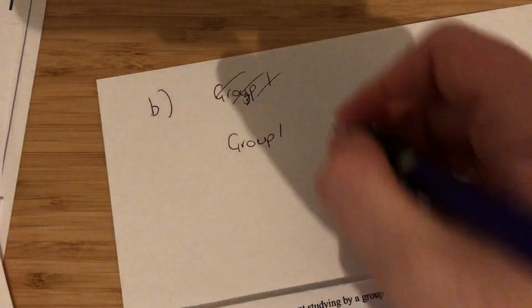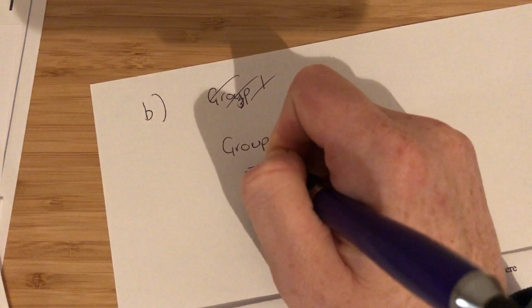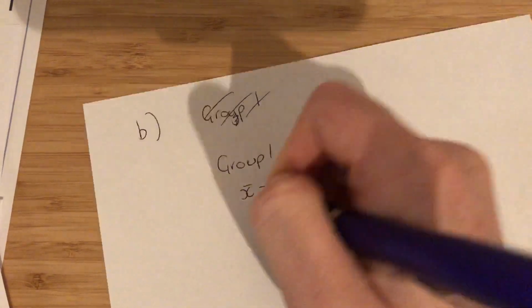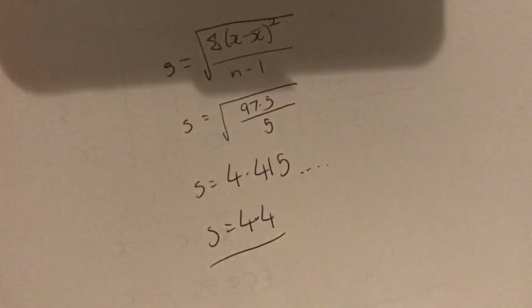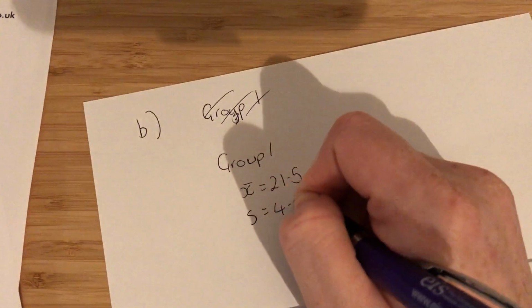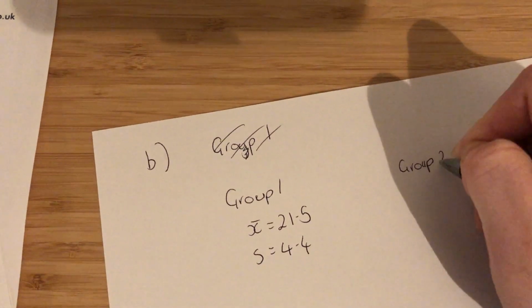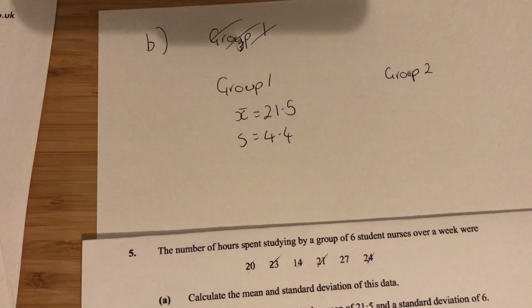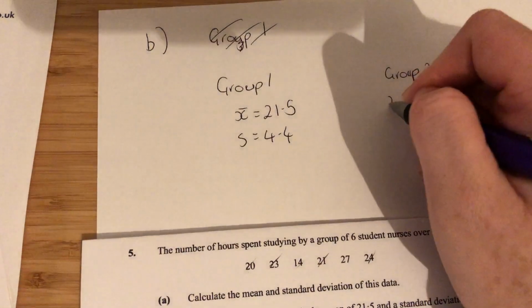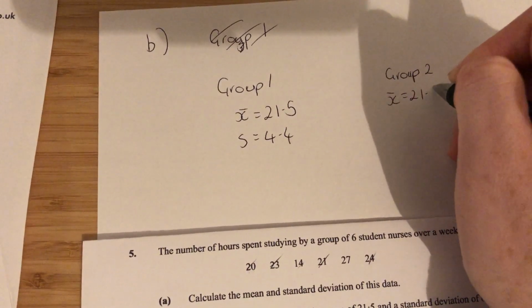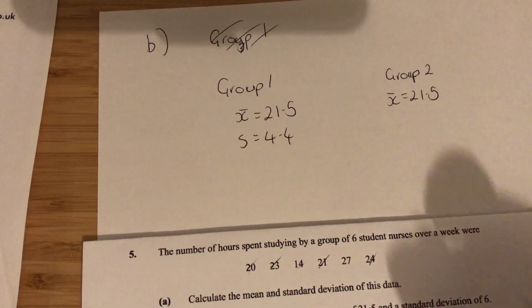Now we calculated that their mean was 21.5. And the standard deviation we calculated as 4.4. And then group 2 is the one that we've been given in part B. This group had a mean of 21.5 and a standard deviation of 6.